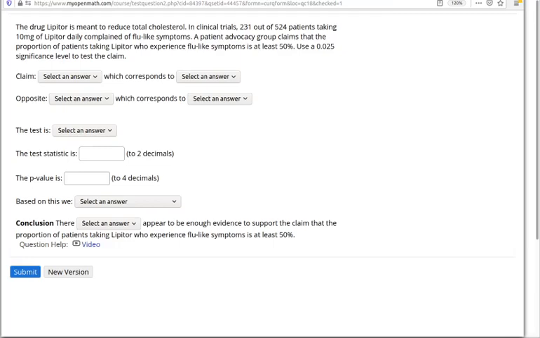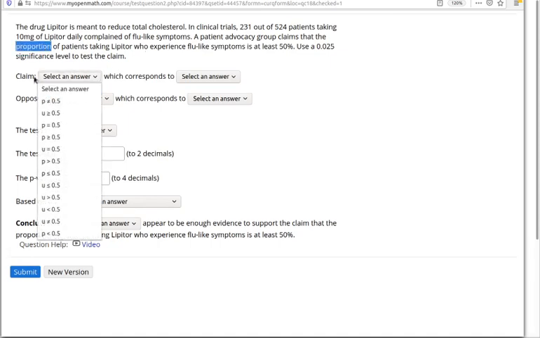I want to take a look at how these types of questions are scored. So I'm going to get a couple of these answers wrong just to demonstrate how to score these. In this question, the claim is that the proportion of patients taking Lipitor who experience flu-like symptoms is at least 50%. So for one thing, we know it's a proportion problem.